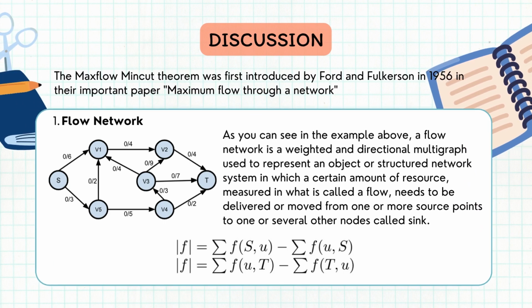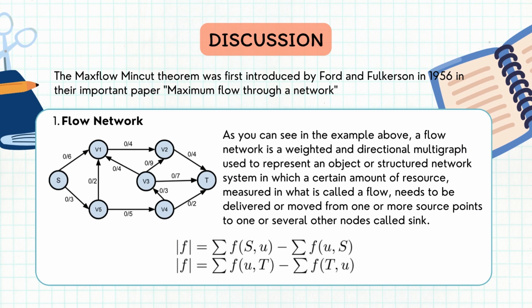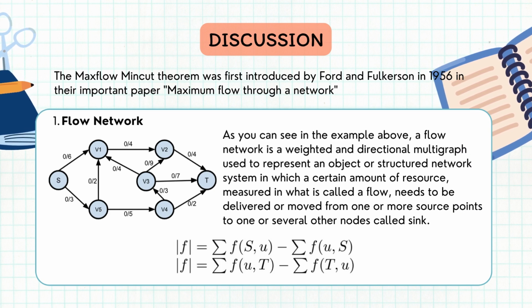Discussion. The Max-flow min-cut theorem was first introduced by Ford and Fulkerson in 1965 in their important paper Maximum Flow Through a Network, with the collaboration of other relevant mathematicians such as Claude Shannon, who was responsible for the development of information theory.